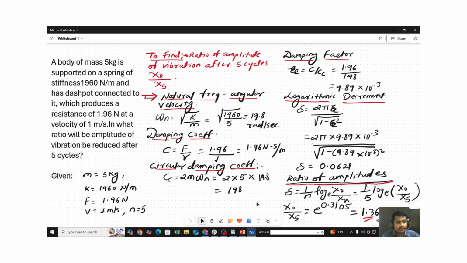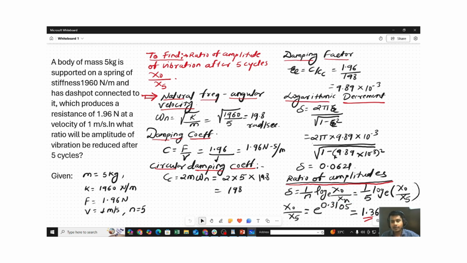So what we need to find out here is in what ratio the amplitude of vibration will be reduced after 5 cycles. The number of cycles is given as 5, and after 5 cycles what will be the ratio of amplitude, that is x0 by x5, that we have to find out. So how to solve this problem? First of all we should know the concept of logarithmic decrement. By using the logarithmic decrement formula we can find out this ratio of amplitudes, x0 by x5.